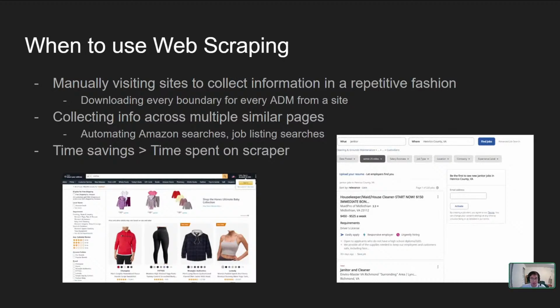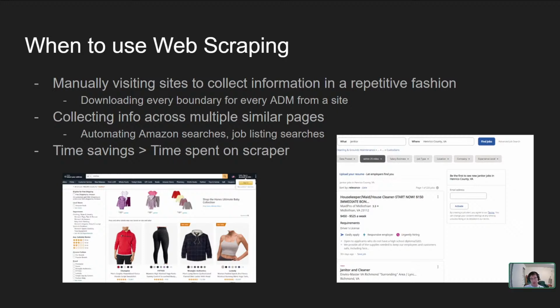And again, when you want to use it is when manually visiting sites is really, really repetitive. Let's say within our lab, sometimes we want to extract all the boundary data. Maybe on our geoboundaries team, we want to collect the boundary information for every administrative area. We can use a web scraper to very easily download that.